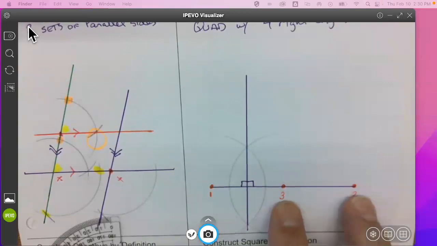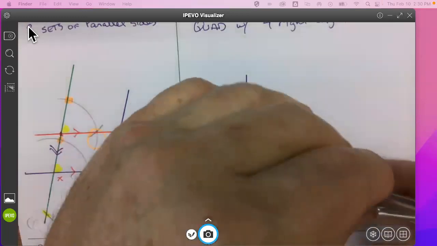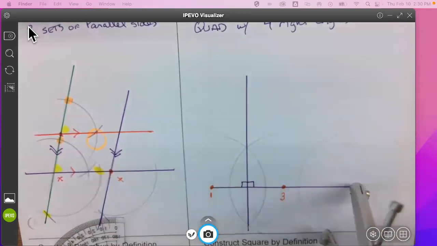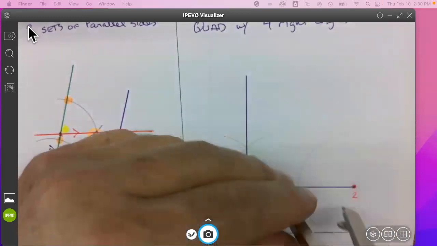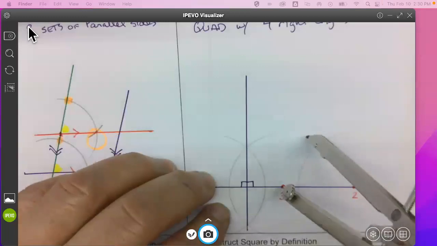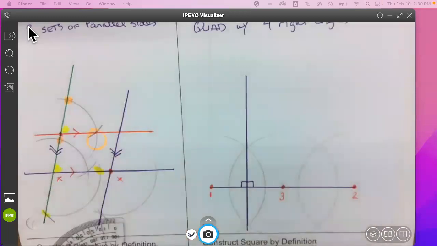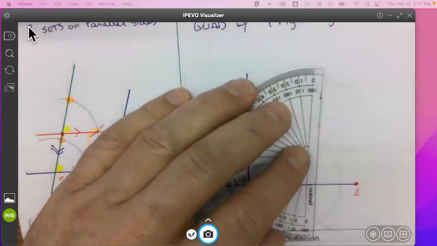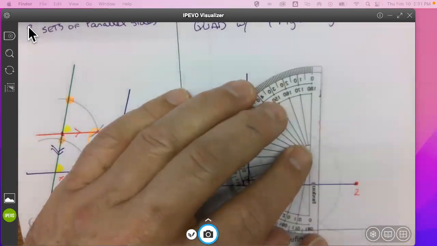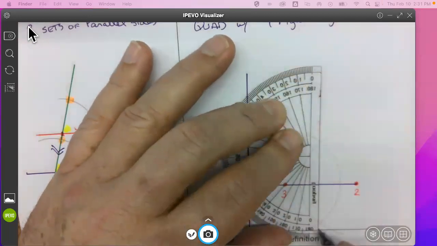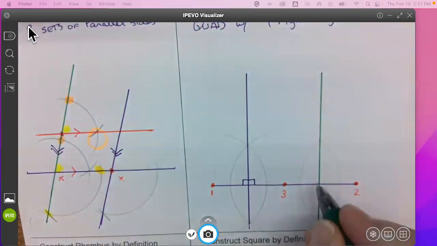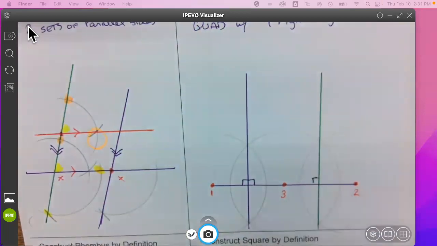Now I'm going to do the exact same thing between points 2 and 3. Anchor on 2, go more than halfway to 3, make an arc, come back to 3, use that same size to make another arc, giving me my little football. Connect the endpoints of that football, and that gives me another right angle.